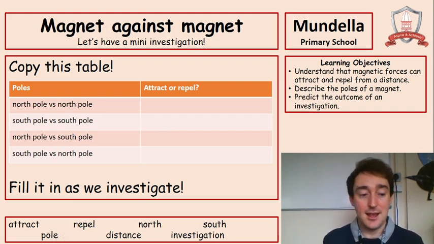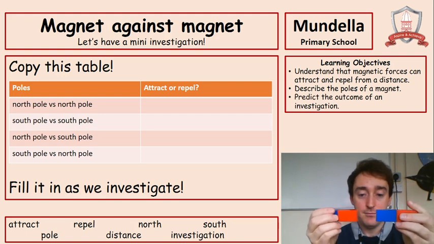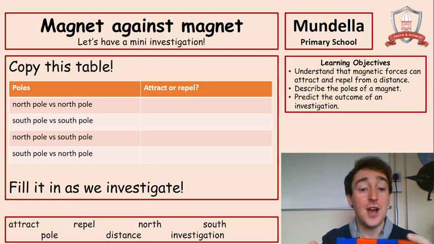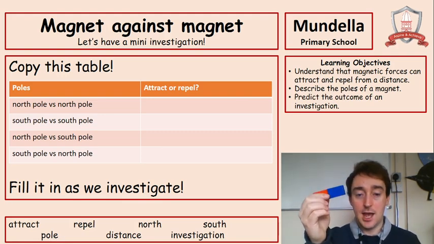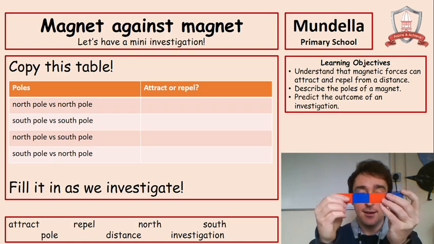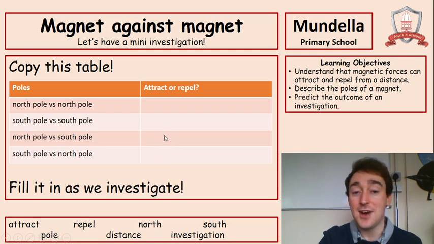Let's have a look. Let's go for North Pole versus South Pole. Yes, they attract. So, in this bit here, we can put down attract, which is the same as this word here, okay? And then in the final one, we've got South Pole versus North Pole. Okay, so here's our South Pole, here's our North Pole. Let's see what happens. Attract. So we should have repel, repel, attract, attract. Remember, opposites attract. Okay? Right, we'll move on in 3, 2, 1.